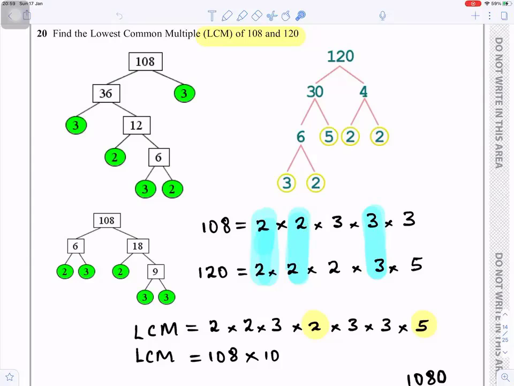So to find the LCM, we first of all multiply those numbers which are found in both lists, and then multiply by the rest of the numbers: times 2, times 3, times 3, times 5. And I would do 2 times 5, which I put in yellow, that gives me 10. And then multiply 3 times 3 times 3, it gives 27 times 2, 54, times 2, 108. And 108 times 10 is 1080.